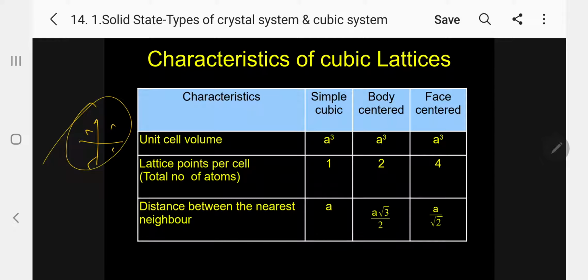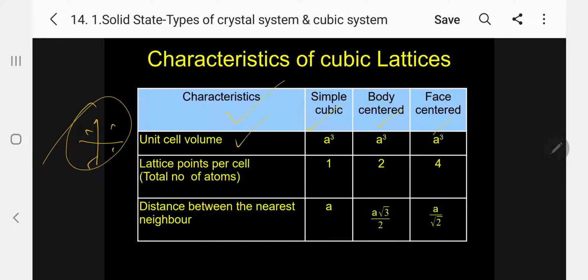Please note, my dear student, this is not included in your book. It is taken from BSc level. I have given 4 columns: characteristics, simple cubic, body centered and face centered. I have taken them in increasing order of atoms, that's why body centered is placed second and face centered third.